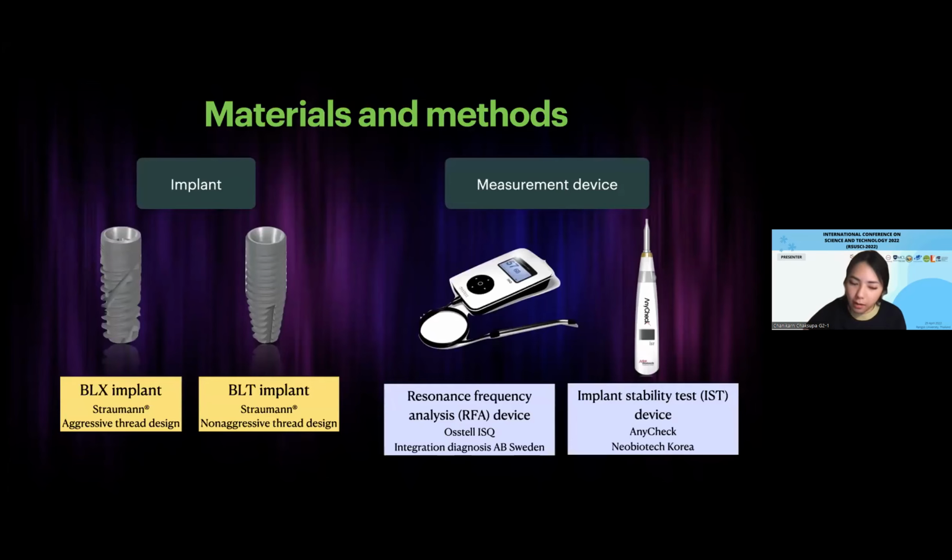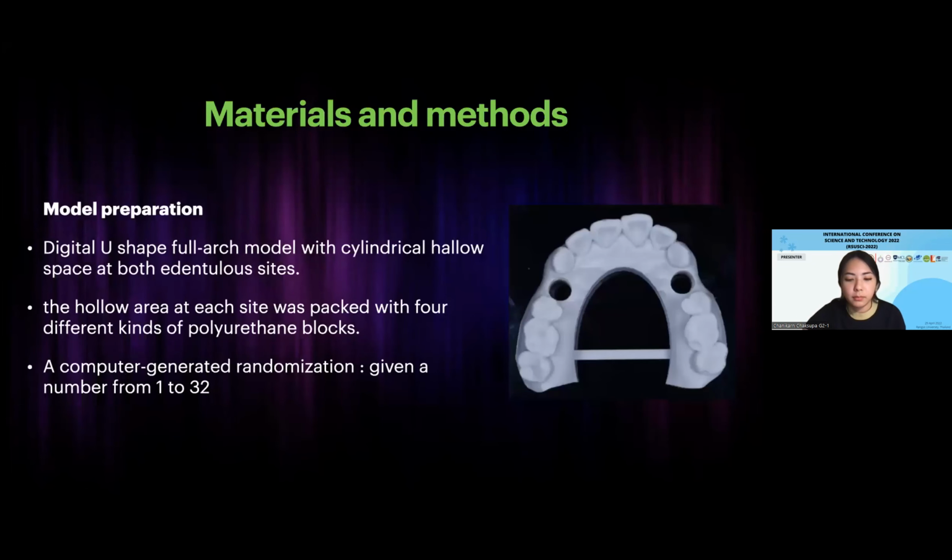For materials and methods, the implants that I used in this research are BLX for aggressive thread and BLT for non-aggressive thread. For the measurement devices, I used the Osstell ISQ and the AnyCheck for IST. For the model preparation, I created a U-shaped full arch model from an intraoral scan file. At both identical areas, a hollow space was designed to be the implant locations.